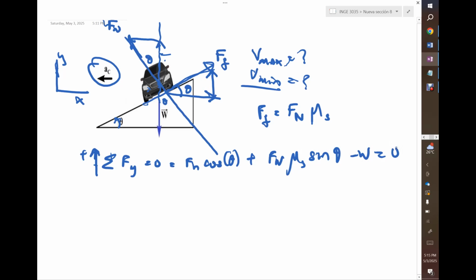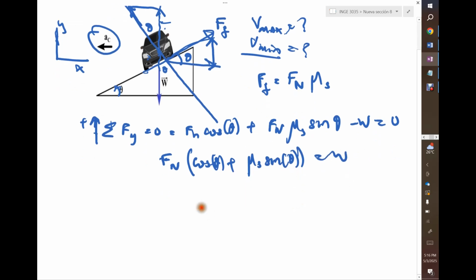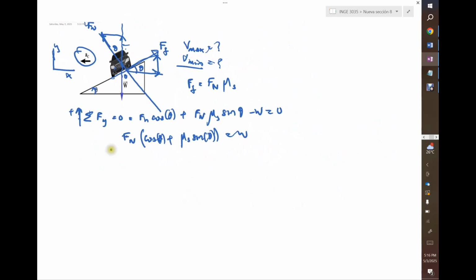So we got that. Fn is a common factor here for these two. So we have Fn times cosine of theta plus Fn mu s times sine of theta, close parenthesis, equal positive W. And now we have that Fn equals W over cosine of theta plus mu s times sine of theta.